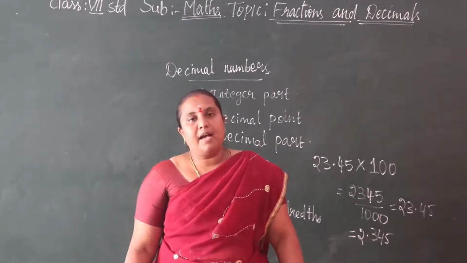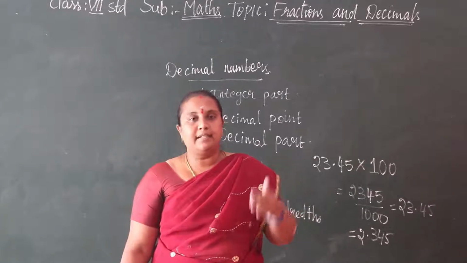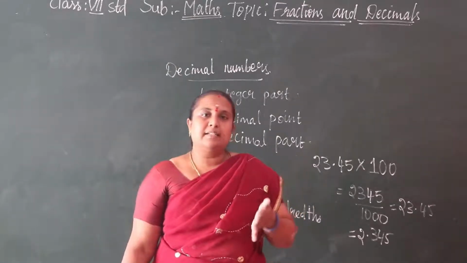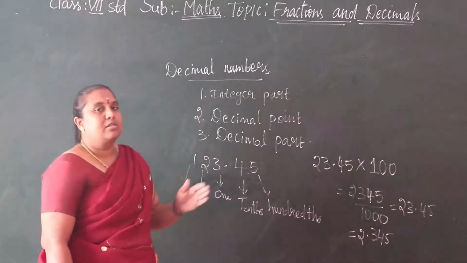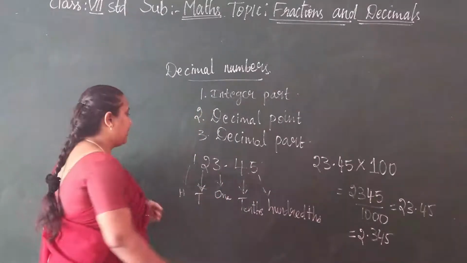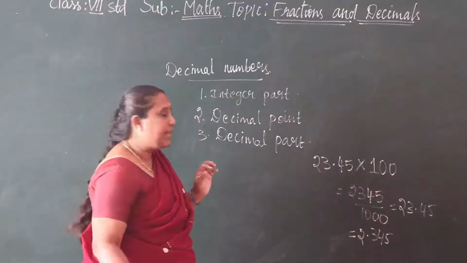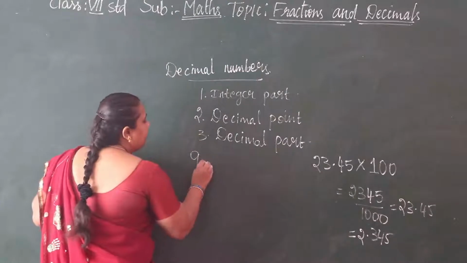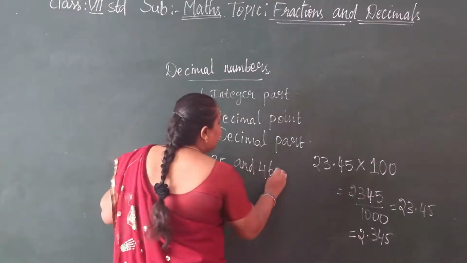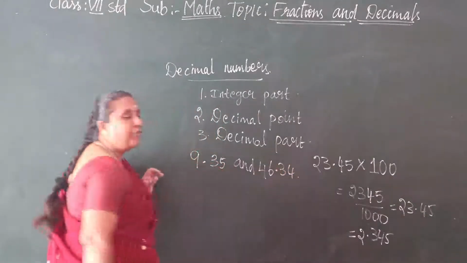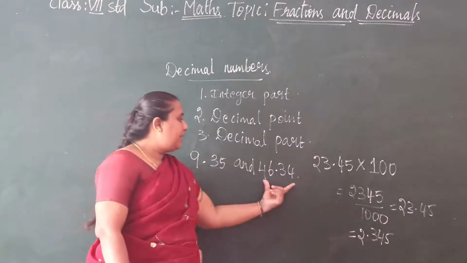Same as normal addition and subtraction, we have to write the integer part under the integer part and the decimal part under the decimal part. That is, we have a decimal point, so the points must match. Here we can take 2 numbers as examples: 9.35 and 46.34. Here we have 3 numbers, but there 4 numbers.